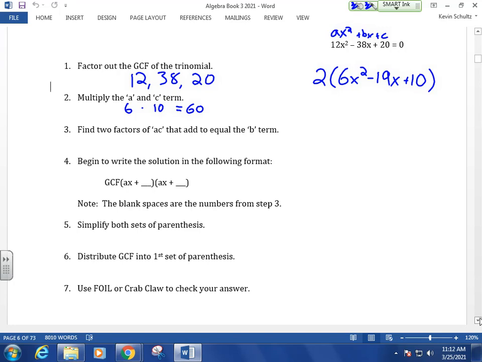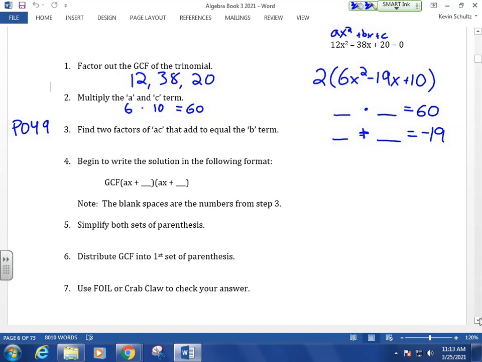Okay? And step 3 is really what you did in PO49. We're looking for 2 numbers that multiply to make 60, which is what we got from step 2, right? And those same 2 numbers add or subtract to get our middle term, which is negative 19. So you run through the factor pairs of 60, 1 and 60, 2 and 30, 3 and 20, 5 and 12, 4 and 15, 6 and 10. Which one of those pairs can also be used to add or subtract to get negative 19?